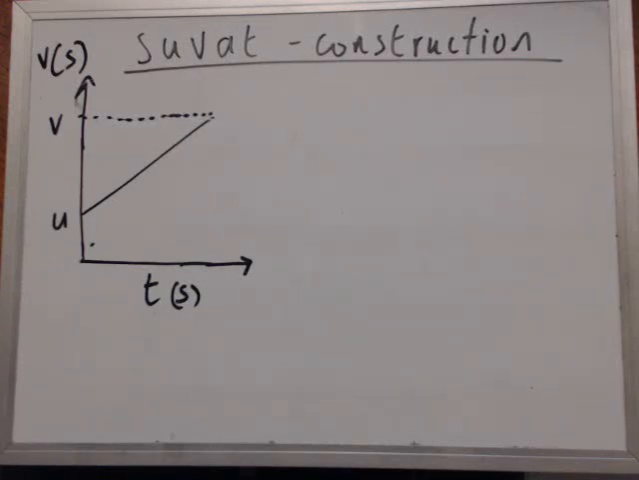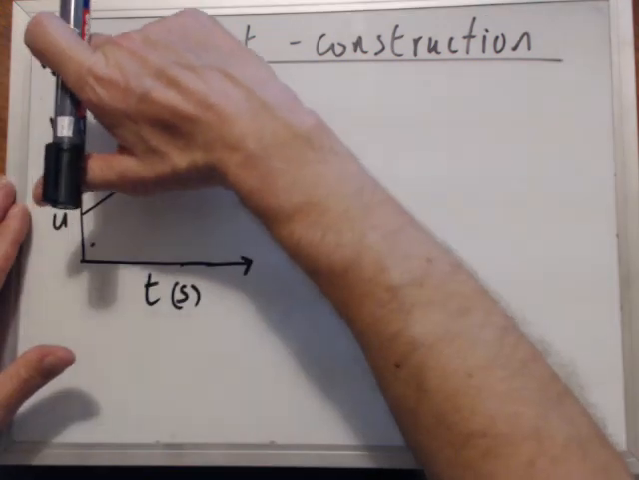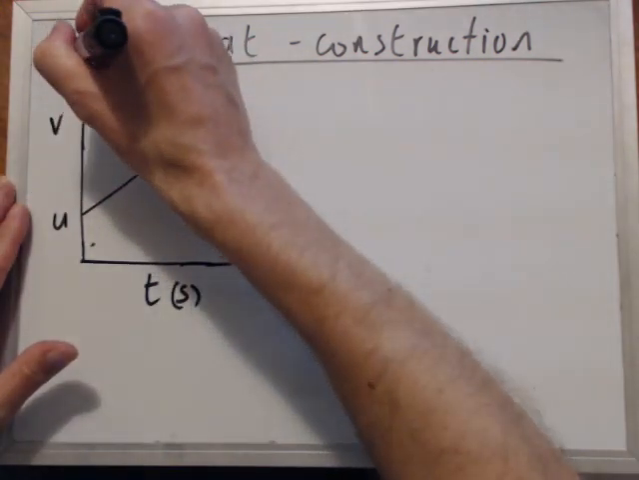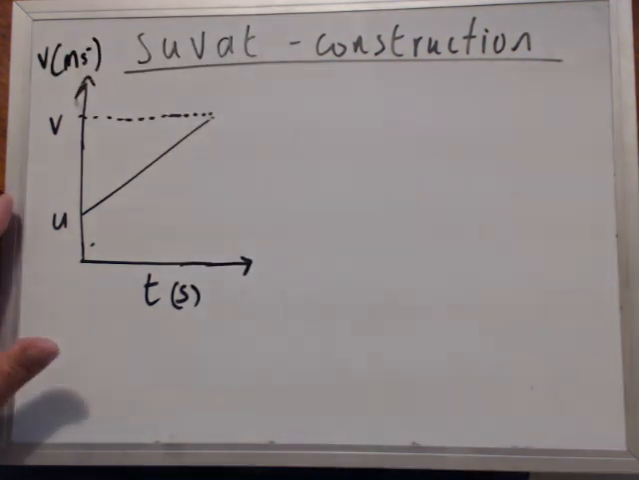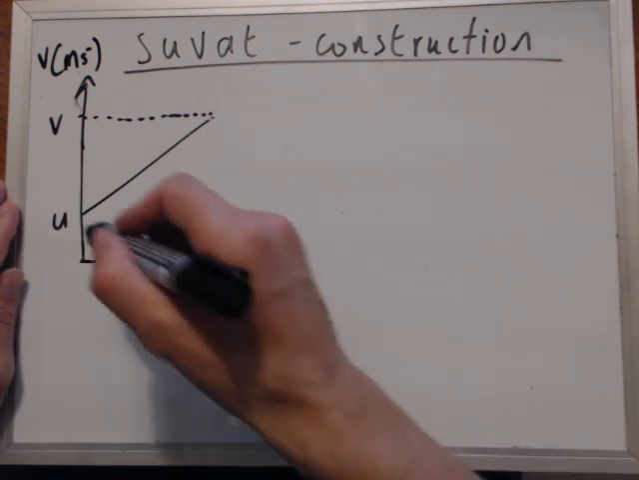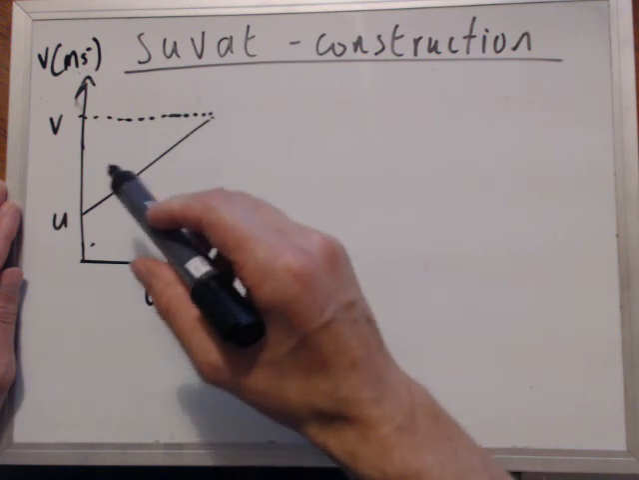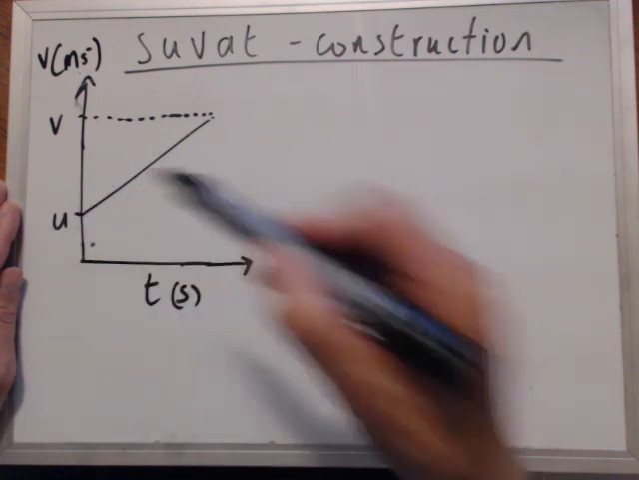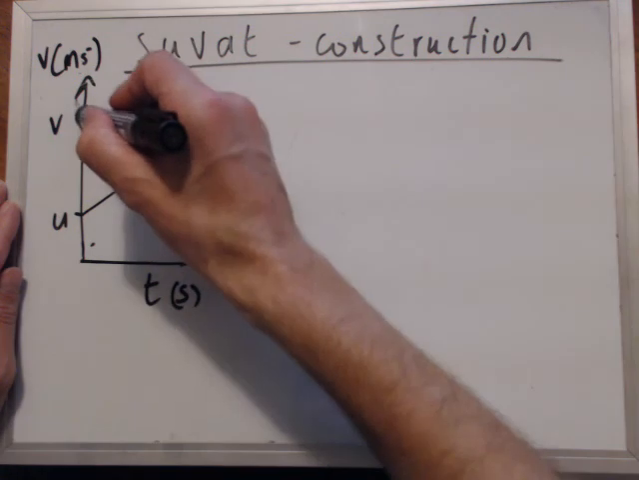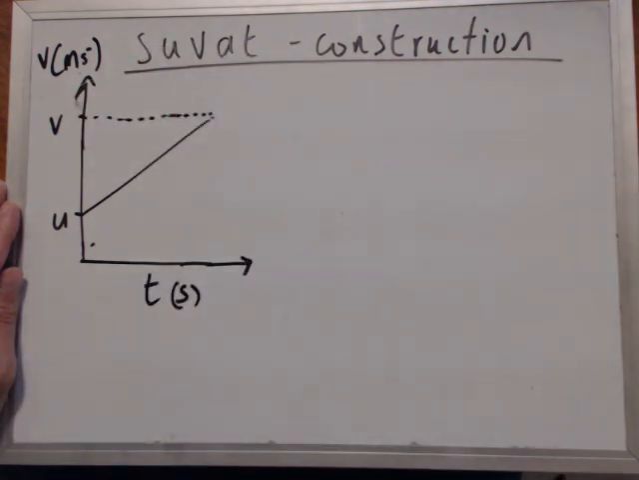Hello, in this video we'll be constructing the four SUVAT equations. In this graph I've plotted velocity in meters per second on the y-axis and time in seconds on the x-axis. I have a straight line representing the motion. The motion starts with an initial velocity of u up to a final velocity of v. Now let's go and construct the equations.